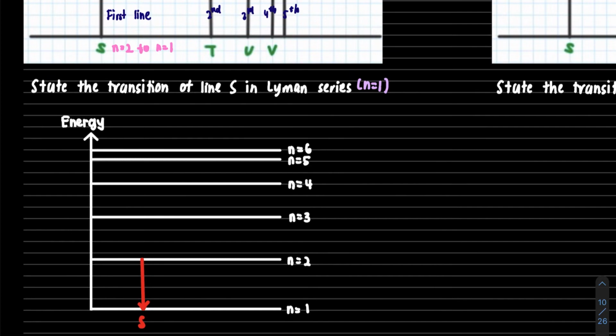Okay, for T, it is when n equal to 3 falls to n equal to 1. So again, from n equal to 3 to n equal to 1. For U, which is my third line, it is when n equal to 4 goes to n equal to 1. So we draw from n equal to 4 to n equal to 1. Okay, so this is my U. Hopefully you get the idea.